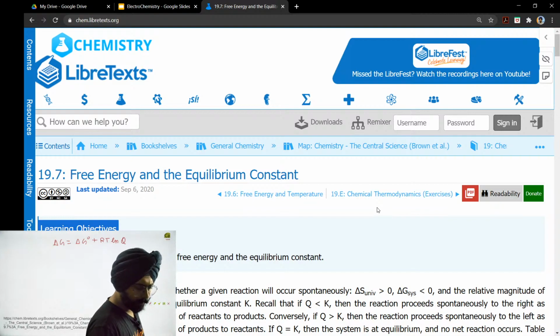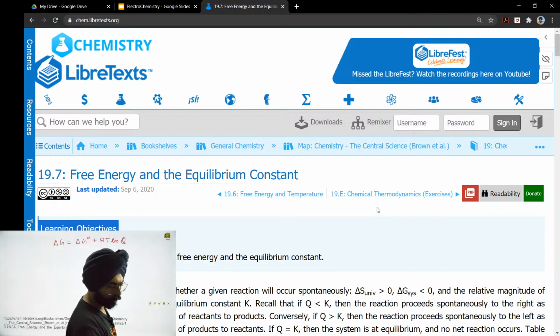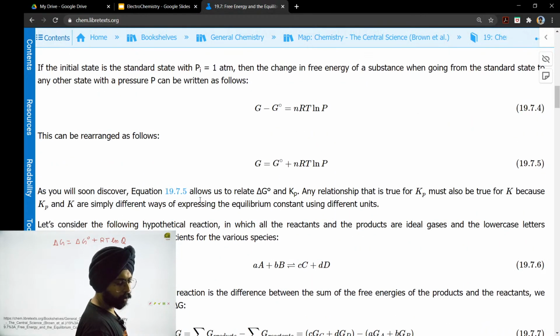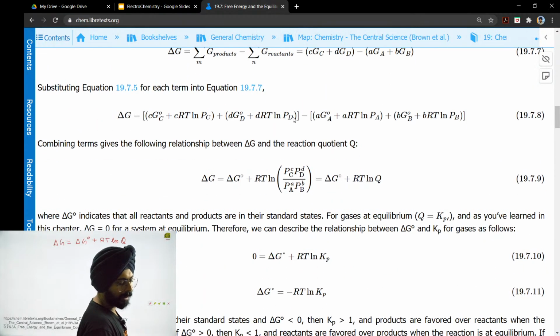If you open this link, this is the web page that will open in front of you: Free energy and the equilibrium constant, chemistry libre texts. If you scroll down, they have shown you exactly how to derive this particular equation.